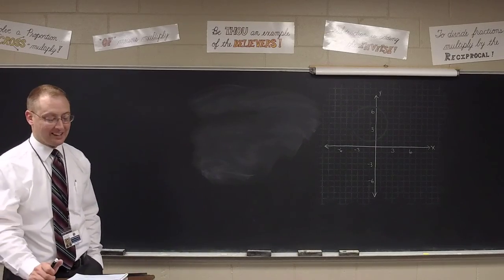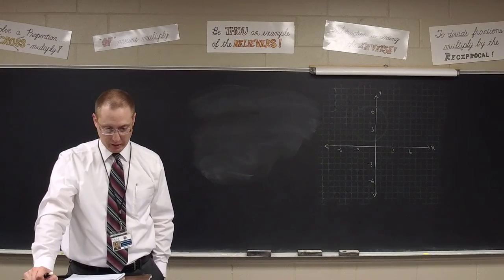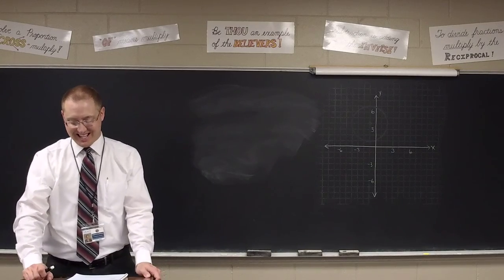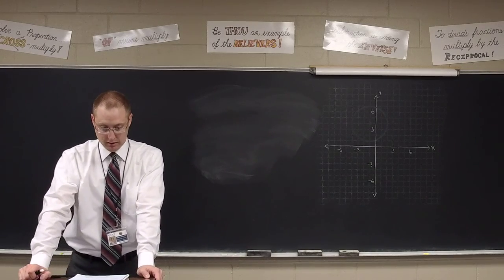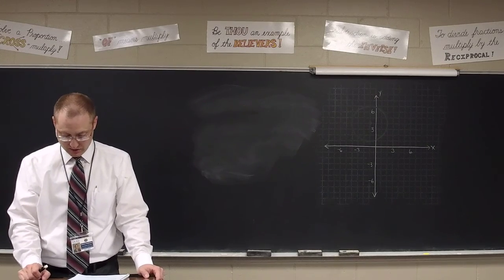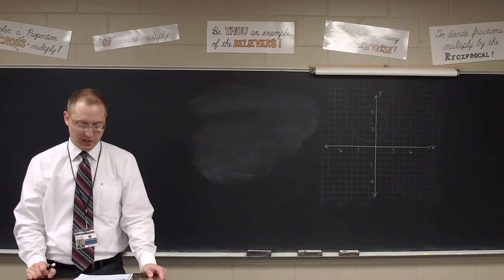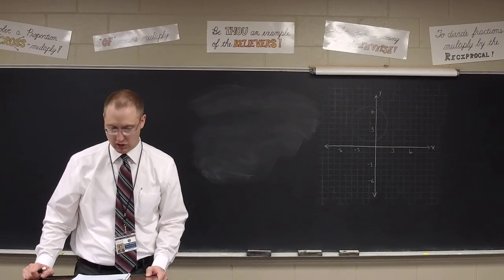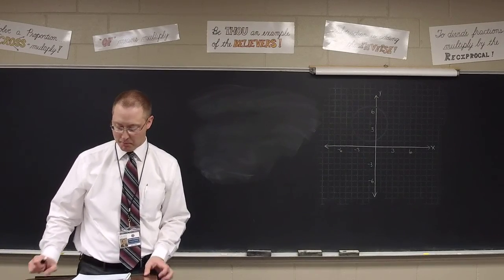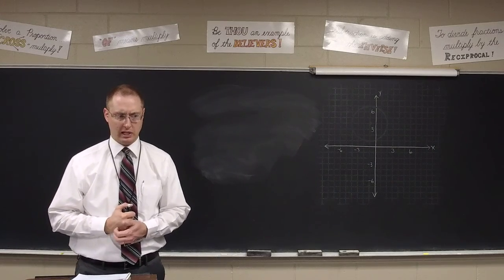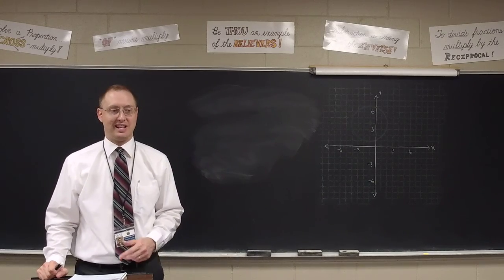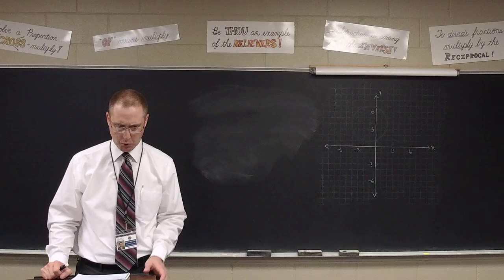Here is your definition for an ellipse. An ellipse is the locus of points having a constant sum of distances from two fixed points. Unlike the circle, which has a constant distance from one fixed point, the ellipse has a sum of distances from two fixed points.